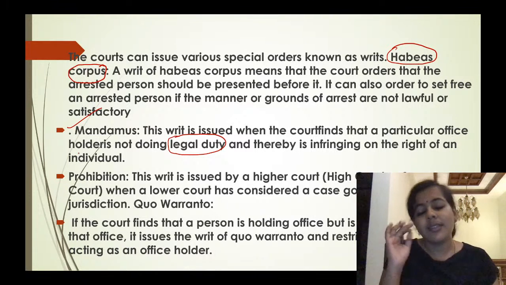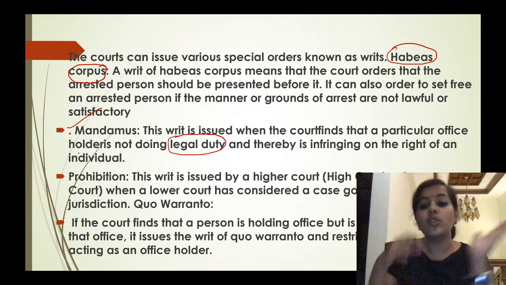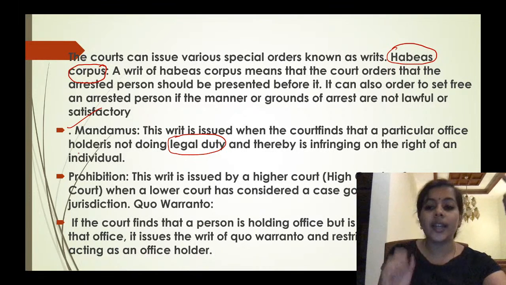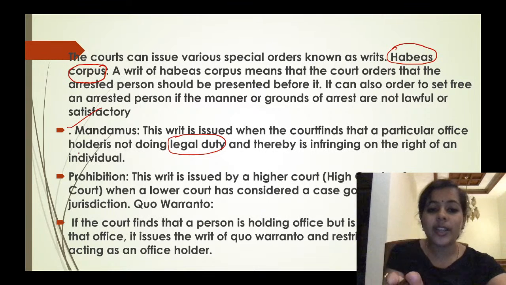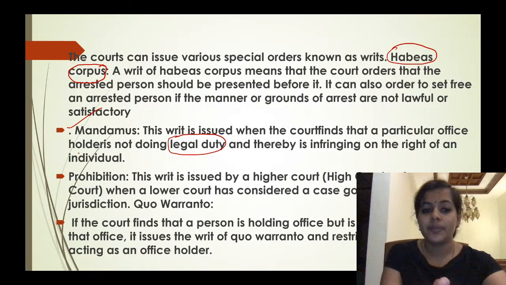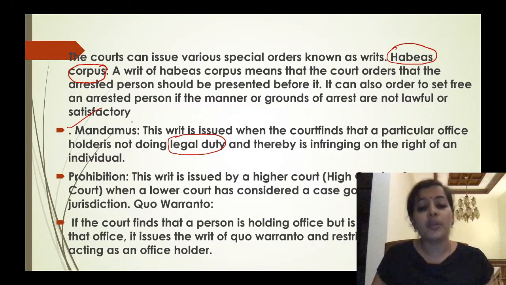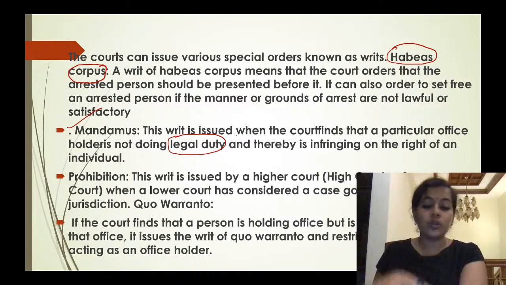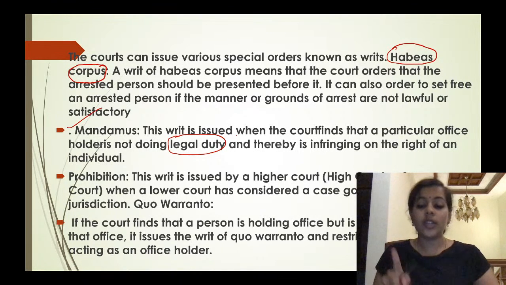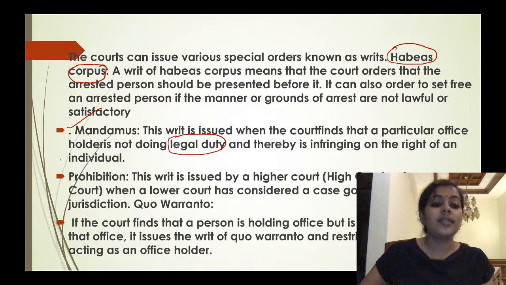Prohibition. This is a writ which is issued by a higher court to a lower court. That means the Supreme Court can order it to the High Court, but the High Court cannot give it to the Supreme Court. Simply, the Supreme Court can issue a writ to the High Court, but the High Court cannot ask the Supreme Court to do something. That is known as prohibition. These terminologies are very important.